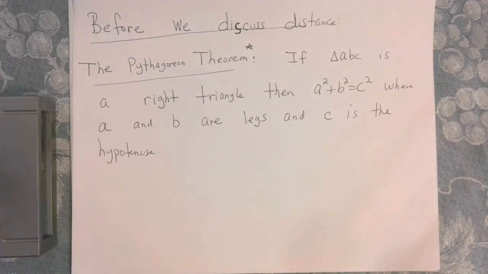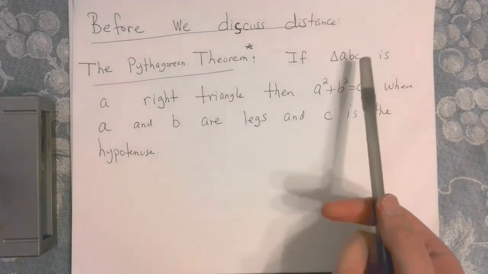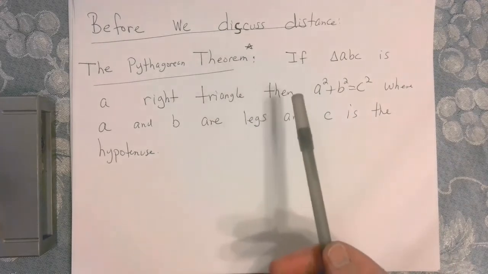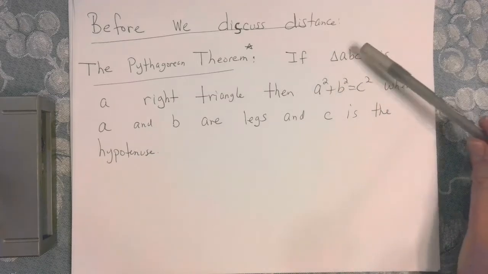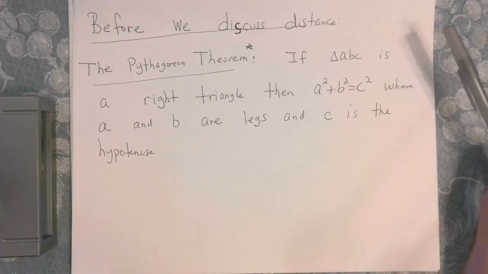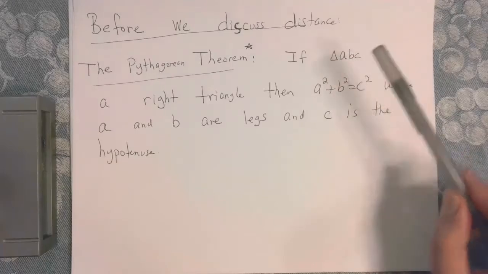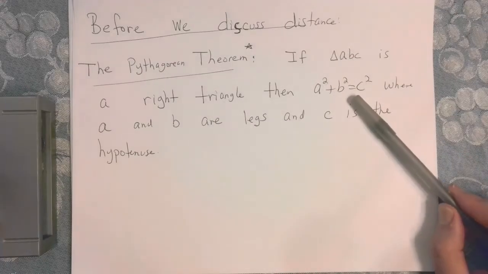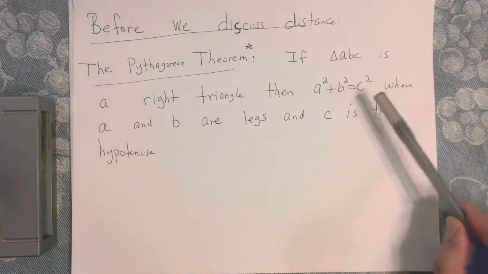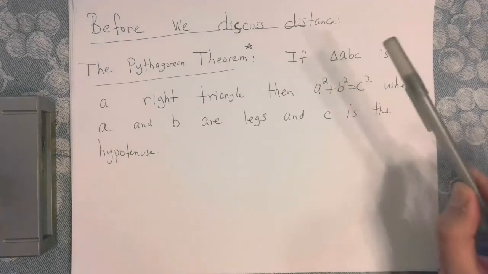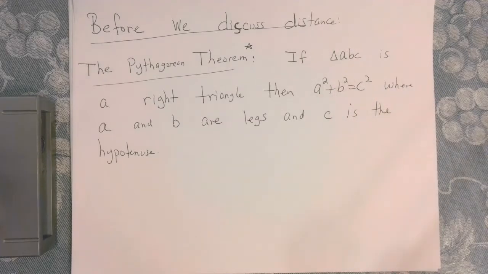So this is the version that we need. The more complete statement would say triangle ABC is a right triangle if and only if a squared plus b squared equals c squared. That would imply that the implication goes both ways. And what that means is if this triangle is right, then the equation holds. But going the other way, which we don't need right now, if the equation holds, then the triangle is a right triangle.